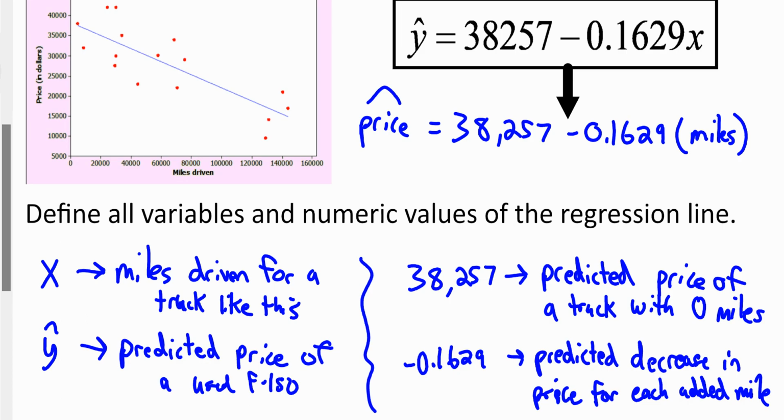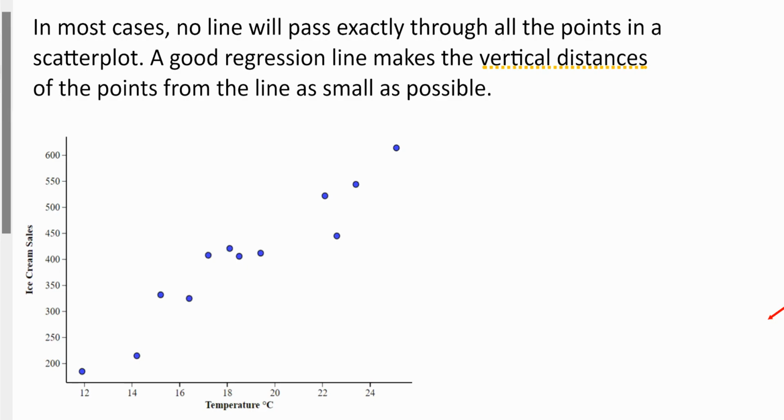Now, where do we get that line from? So in most cases, no line will pass exactly through all the points in a scatter plot. That's because the lines have to be a perfect 1 correlation or negative 1 correlation. So a good regression line makes the vertical distances of the points from the line as small as possible. So I can make a line that I think, okay, I'm going to kind of go through here. I think that's going to be pretty close.